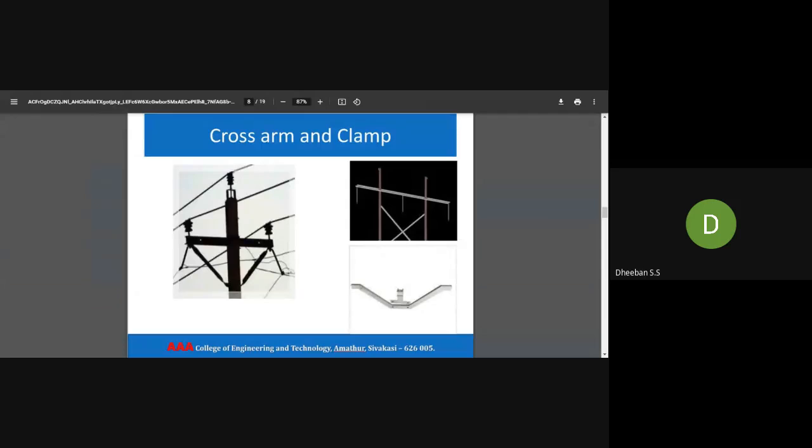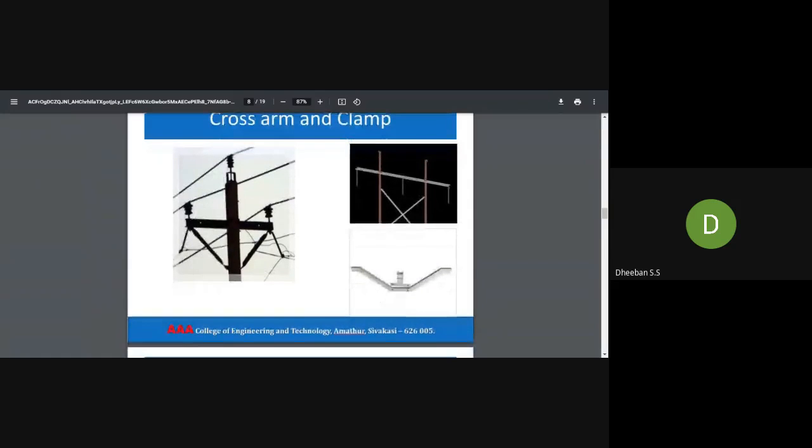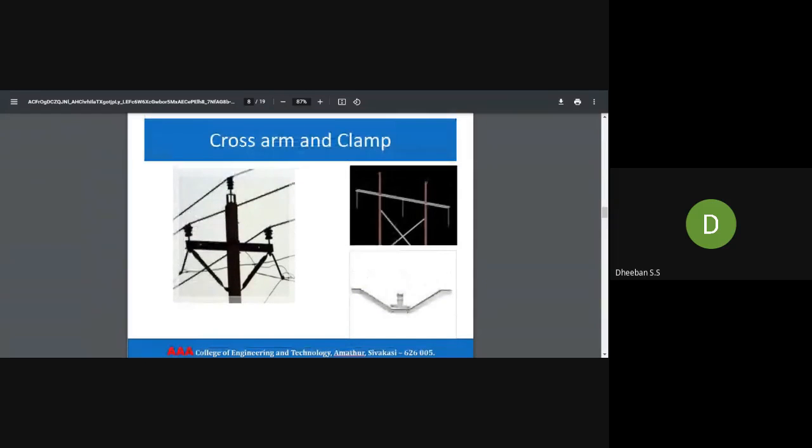Next is your cross arm and clamp. This cross arm and clamp is where your transmission line will be clamped, or inserted. The conductors will be running over this clamp or cross arm structure. Because the pole is a vertical structure, in order to run the conductor through it, you must have a cross arm. So it looks like this.